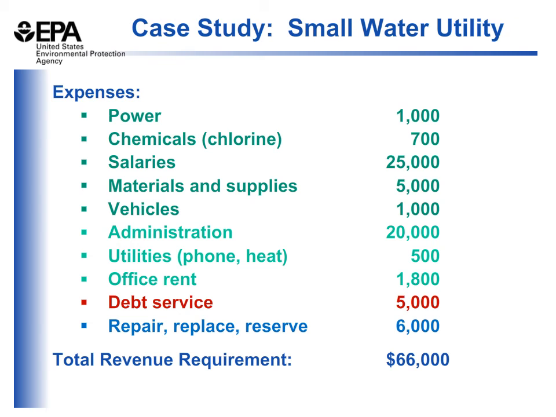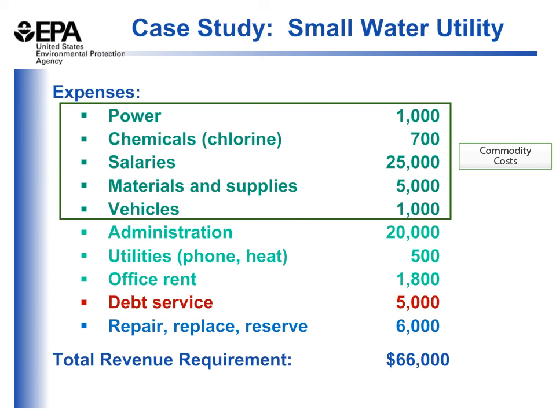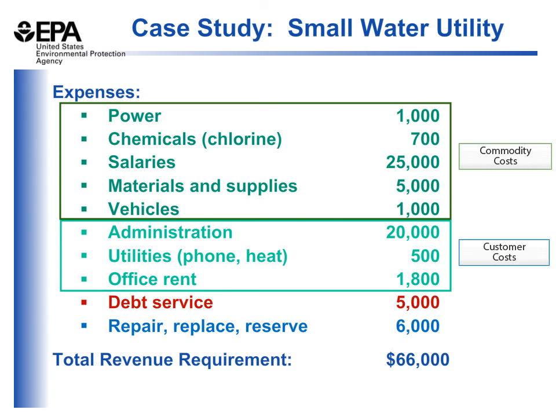And now here we're showing expenses. How would you categorize these types of expenses? In this example, we'd be calling them operational costs. You need various materials and supplies. These are the commodity costs. And in the darker green, these costs are the costs you need to provide the water or the commodity. They are the power to run the pump, the chemicals, the salaries of the employees, and various materials or supplies. The administration, utilities, and office rent, these would be the customer costs.